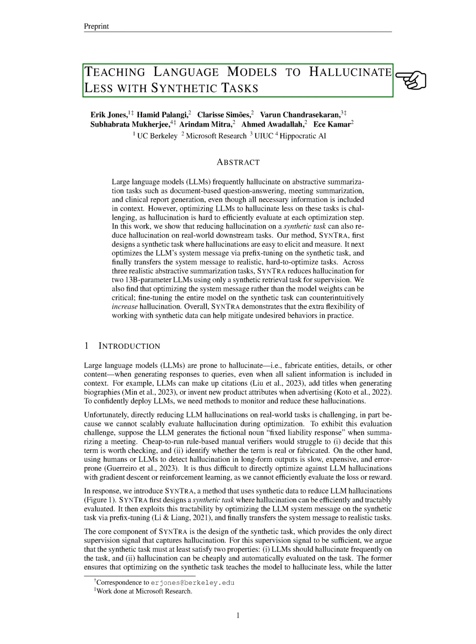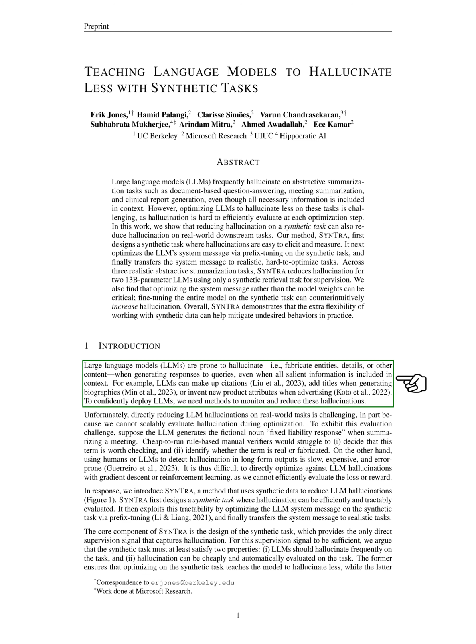Introduction. We're going to talk about a problem with large language models, LLMs, which are computer programs that generate human-like text. These models sometimes make things up, or hallucinate, when they're answering questions or creating content. For instance, they might invent fake citations, create non-existent titles for biographies, or make up new features for products. This is a problem if we want to use these models in real-world applications, because we need to be able to trust their outputs. The challenge is that it's hard to monitor and reduce these hallucinations.